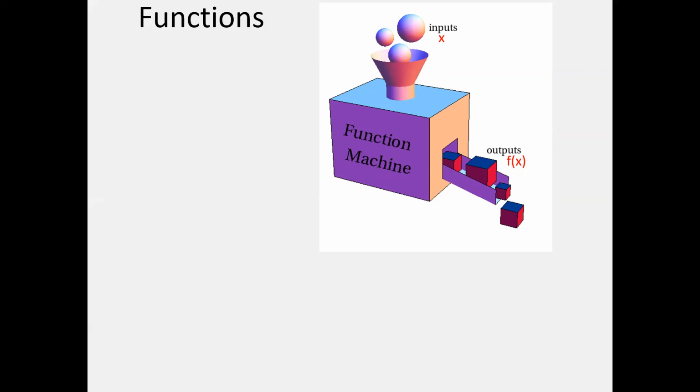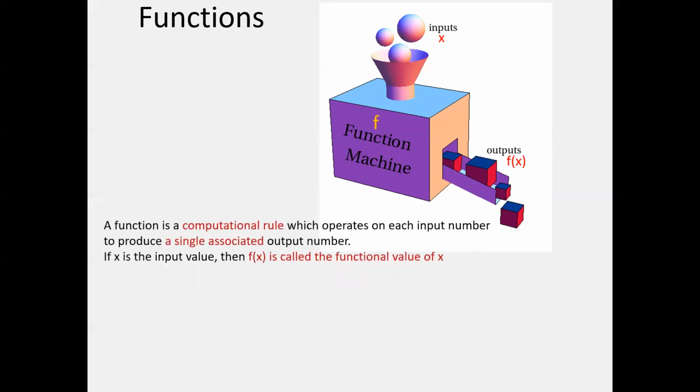Because f is not a number. It's an idea. It's a relationship in which we can compute a number from x, and the function machine itself is called f. So a function is a computational rule which operates on each input number and produces a single associated output number. That's very important. The rule has to be very unambiguous. You give me an x, I'll be able to compute for you a single f of x for that particular x. When x is the input value, then f of x is called the function value of x.